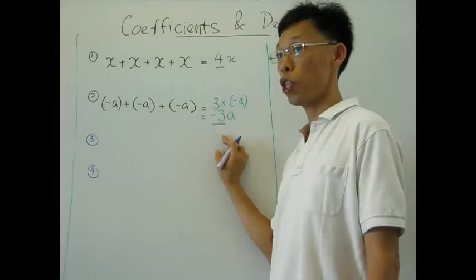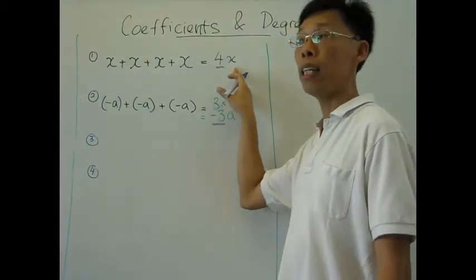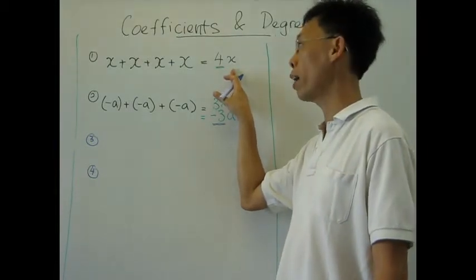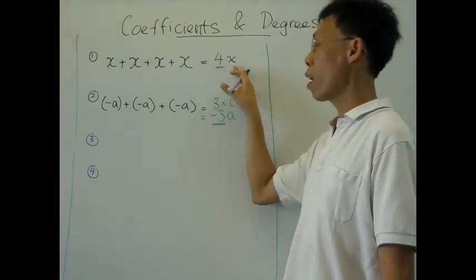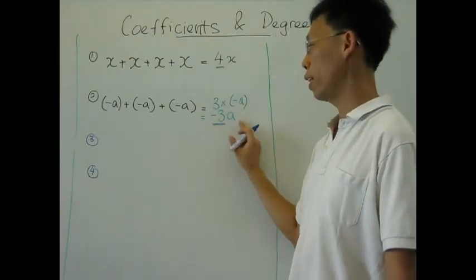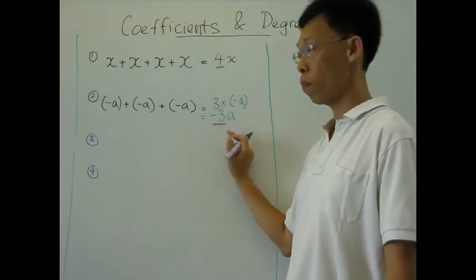Yep, coefficient is basically the numerical value or the constant multiplier of the algebraic term. So in this case, it's 4. In this particular case, it's negative 3.